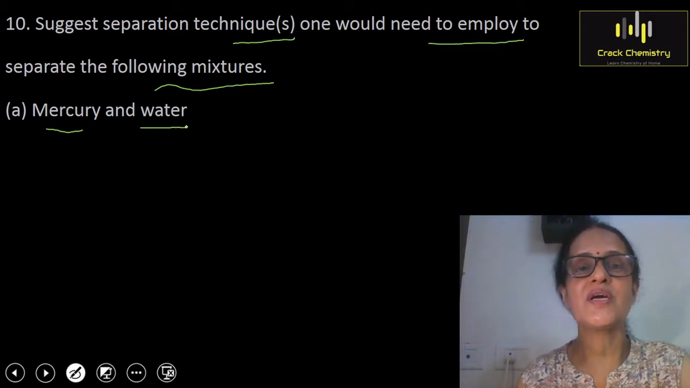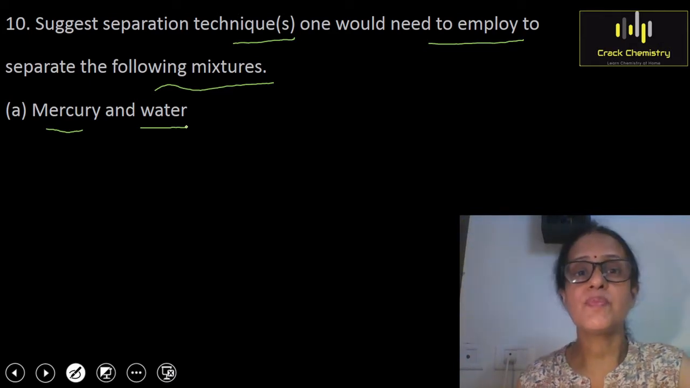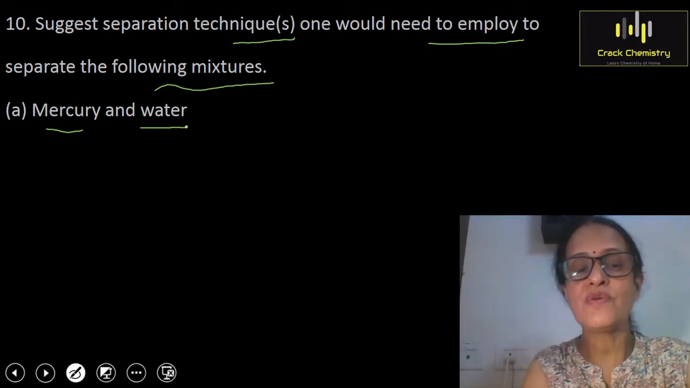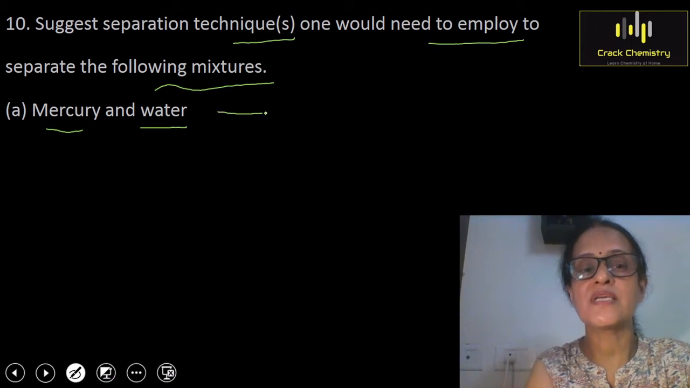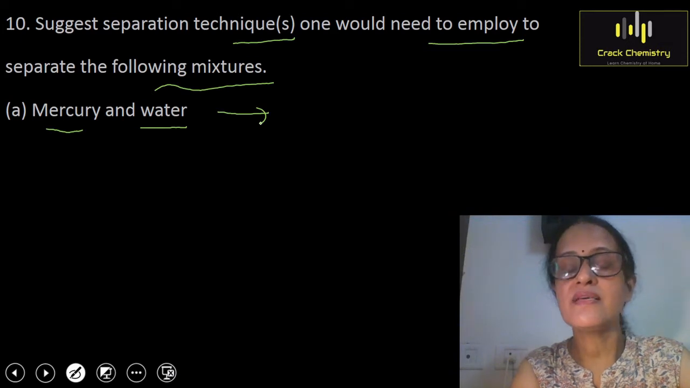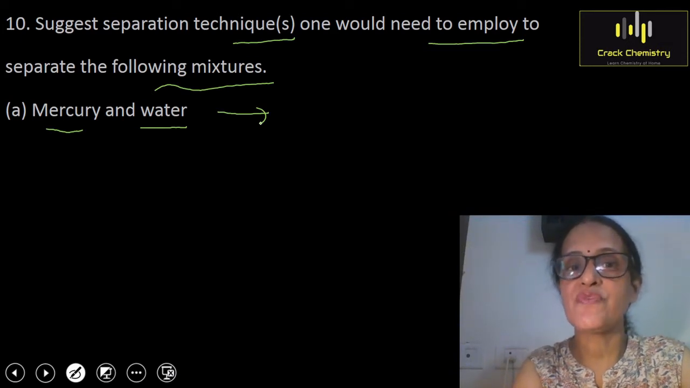Now, the insoluble component can further be separated by means of filter paper. Similarly, we have various other separation techniques which depend on the difference in properties of components of mixture. So now I will discuss the question which is given here. In this question, you have been given mercury and water. So all of you know that mercury is a metal which exists in liquid state at room temperature, and mercury is denser than water. So when two components differ in their density, we can use separating funnel.